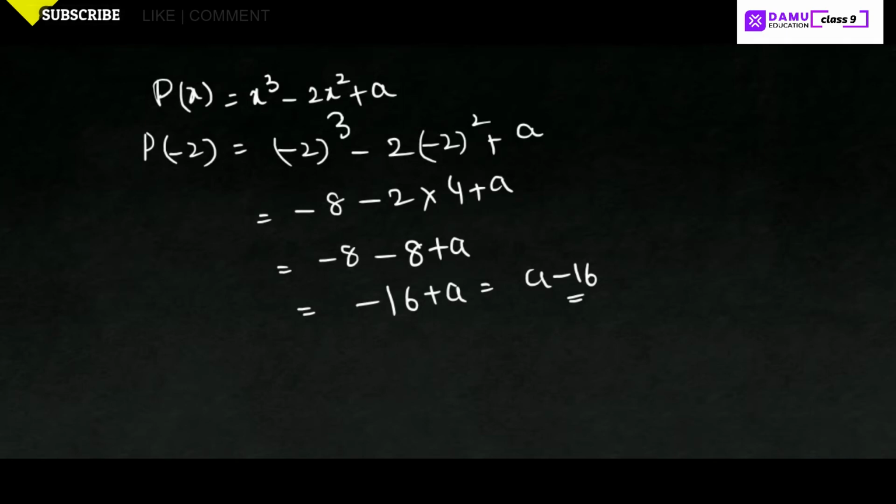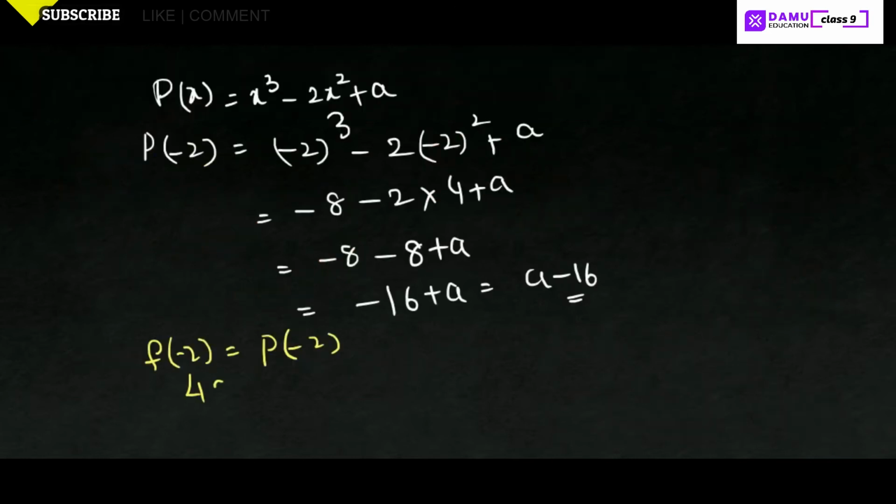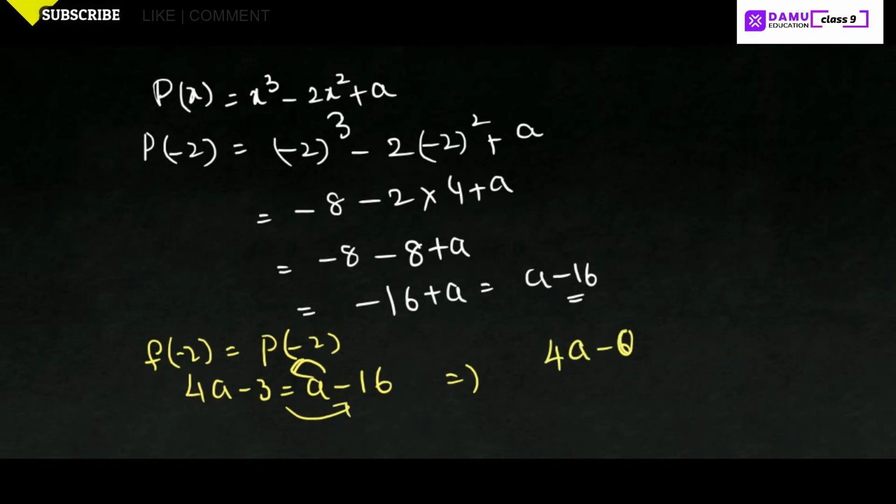Then we have to equate both of them. F of minus 2 equals p of minus 2. F of minus 2 is 4a minus 3, and p of minus 2 is a minus 16. So we transfer everything to one side. The a is transferred to this side, and 3 is transferred to that side. That is 4a minus a equals minus 16 plus 3. Then 3a equals minus 13, so a will be equal to minus 13 by 3.